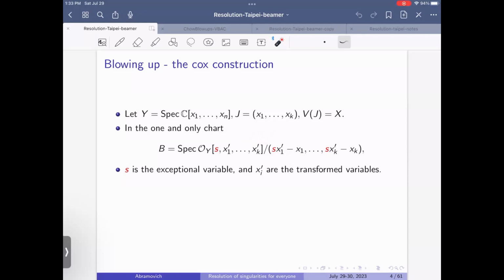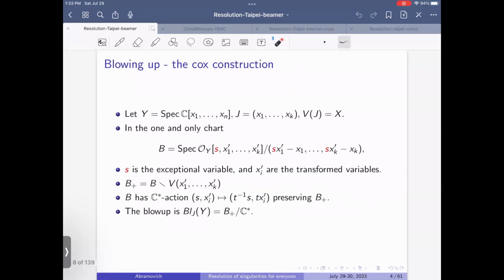So I find it quite convenient. So how do you get to the blow up from this variety B? You still need to do a couple of operations. First of all, you remove the locus where all the transformed variables vanish simultaneously. That's the analog of requiring certain variables to be units, in the standard notation.